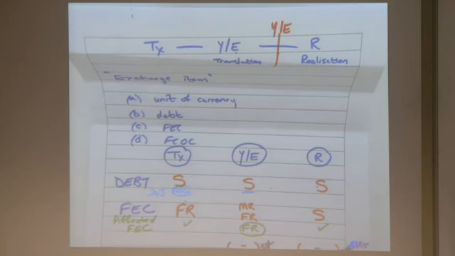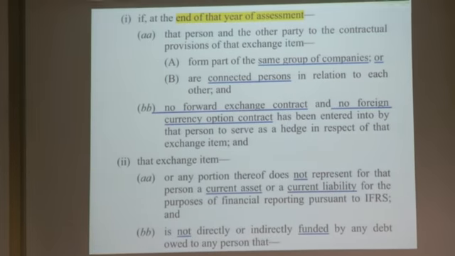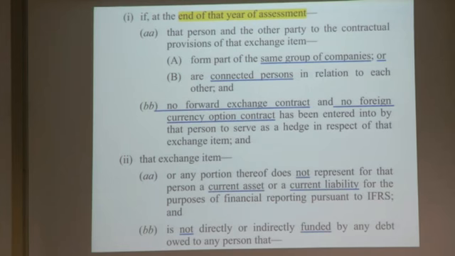It says, at the end of the year of assessment, you're going to measure whether that person and the other party to the contractual provisions of the exchange item are either part of the same group of companies or they are connected persons in relation to each other. So your starting process is, you see, you have a loan transaction with another connected party or group of company. So that's your first trigger. If any of these transactions are between people that are not connected persons, then you're not even going to go to 10A to consider it. But as soon as you see connected parties and you have 24I involved, that's your first trigger. Go to 10 capital A and measure for the rest.